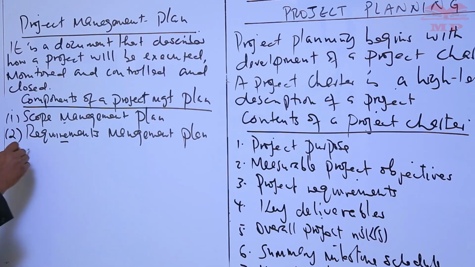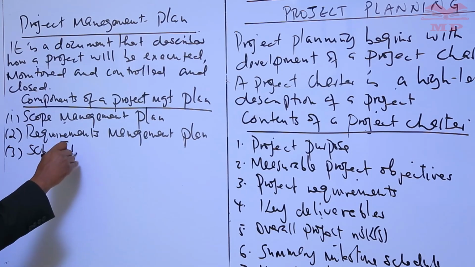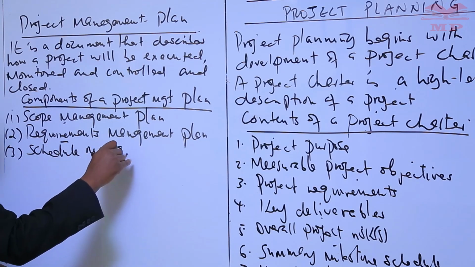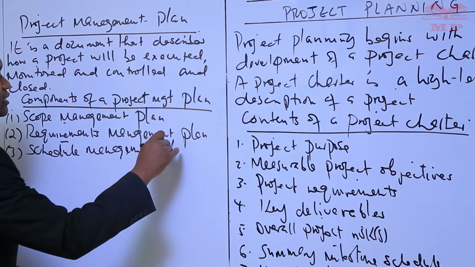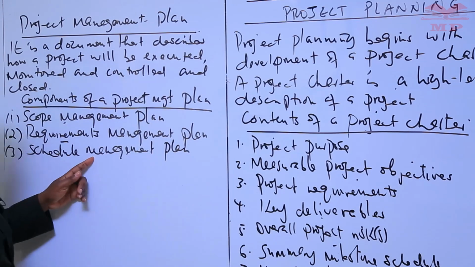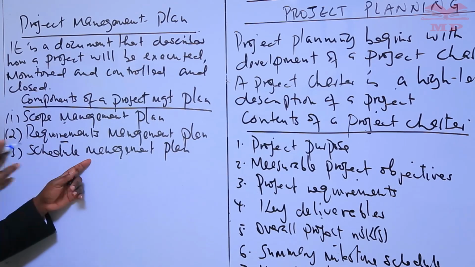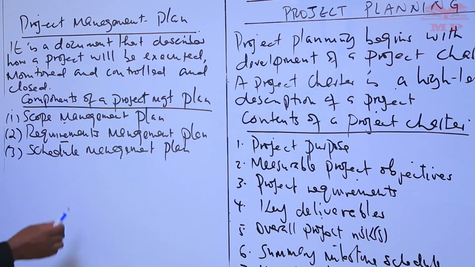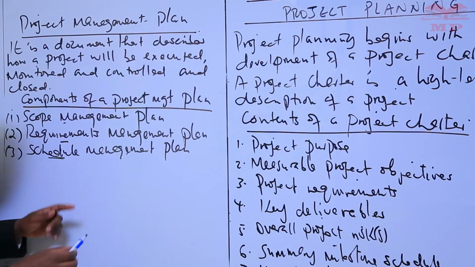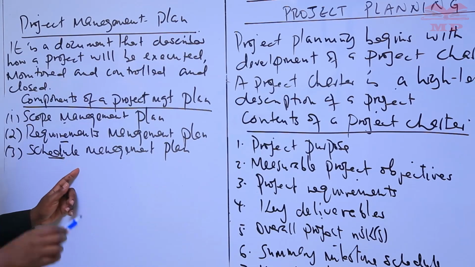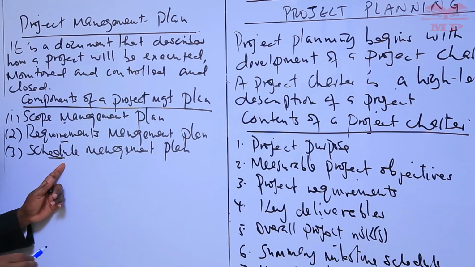Three, schedule management plan. Schedule management plan, on the other hand, establishes the criteria and the activities for developing, monitoring, and controlling the schedule. And this we'll discuss in detail when looking at what we call project organizing. We will see the schedules under the subtopic project organizing.